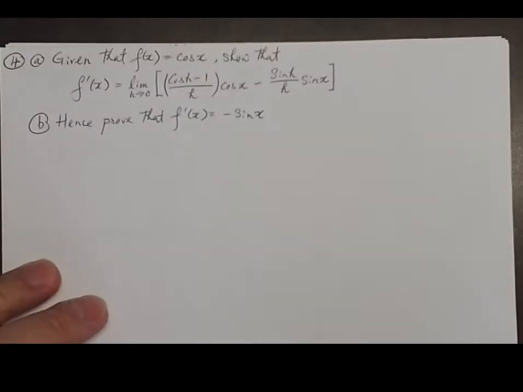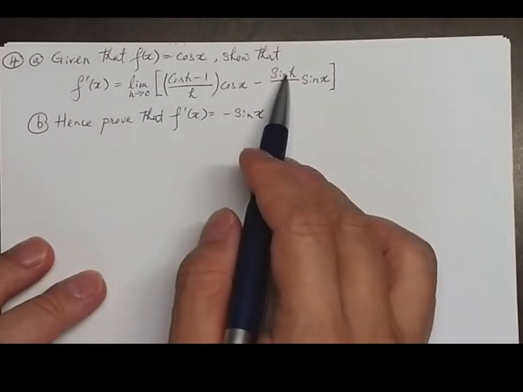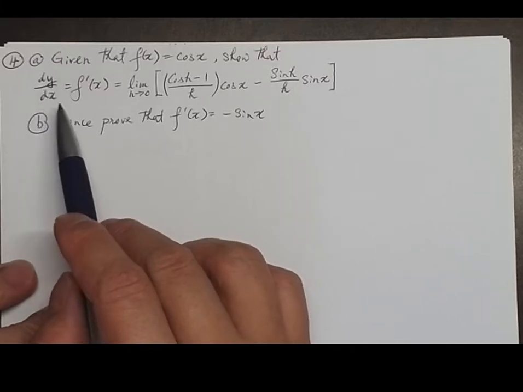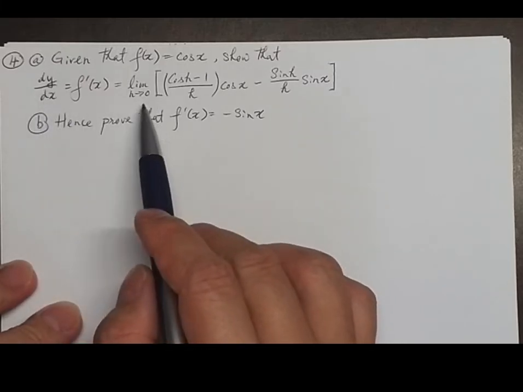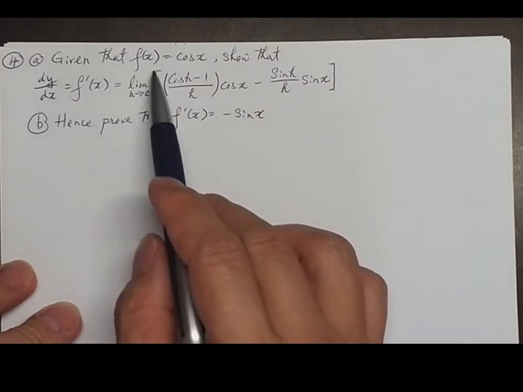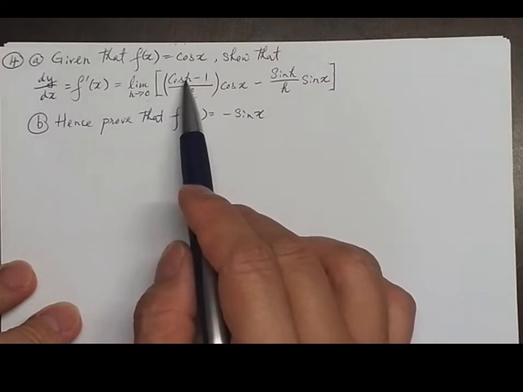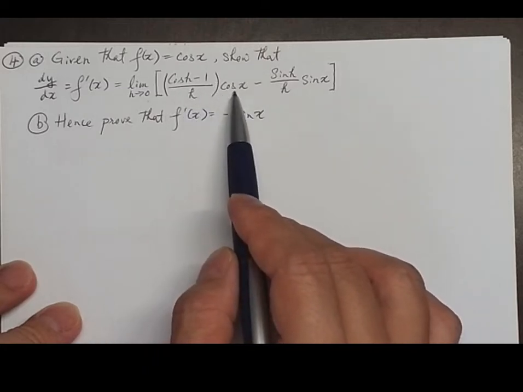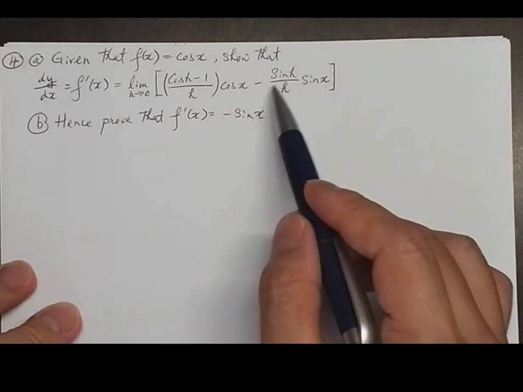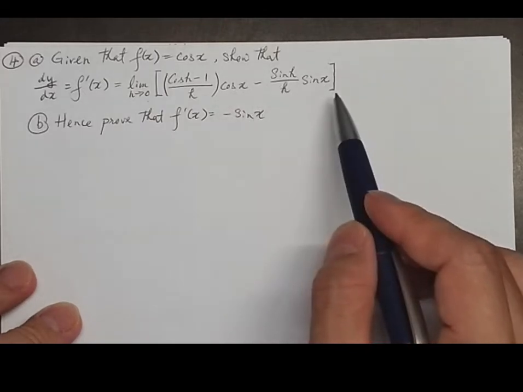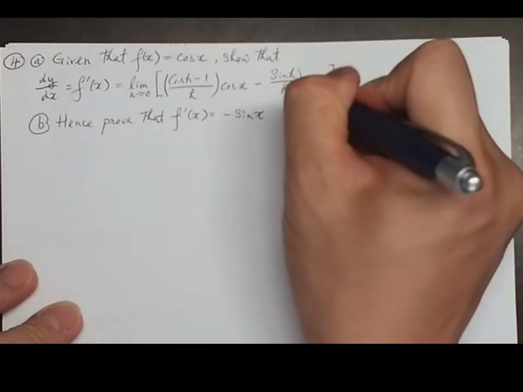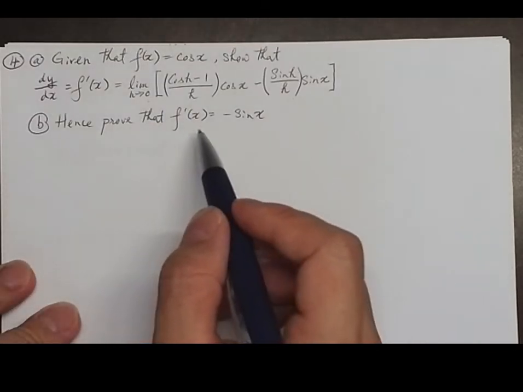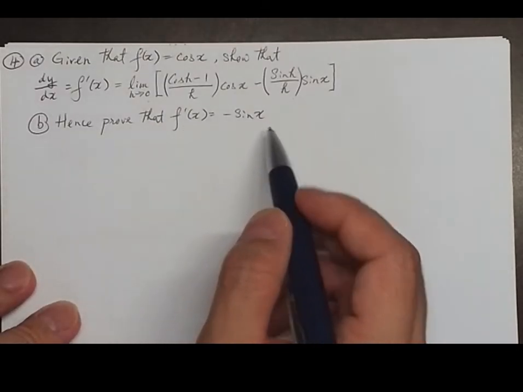Question number 4. Given that f(x) equals cosine x, show that f dash x, that means the derivative of f(x), dy by dx, equals limit h tends to 0 of bracket cosine h minus 1 over h multiplied by cosine x, minus sin h over h multiplied by sin x. We have to prove this. And B part, hence prove that f dash x equals minus sin x.